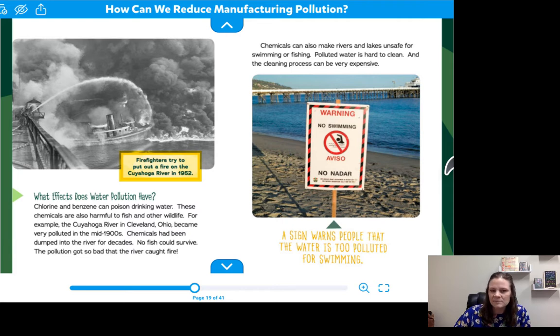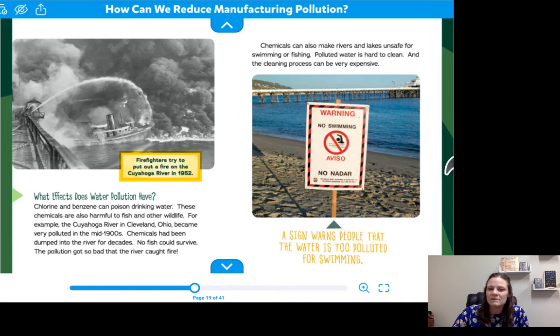Have you heard any examples of water pollution other than the Cuyahoga River? If you haven't, something that you could Google is Flint, Michigan water pollution. That's not too far from us, and they have had a big problem with water pollution.